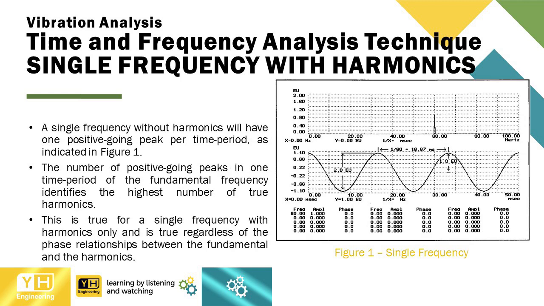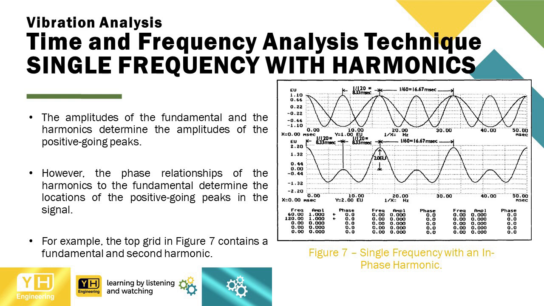A single frequency without harmonics will have one positive going peak per time period, as indicated in Figure 1. The number of positive going peaks in one time period of the fundamental frequency identifies the highest number of true harmonics. This is true for a single frequency with harmonics only and is true regardless of the phase relationships between the fundamental and the harmonics.